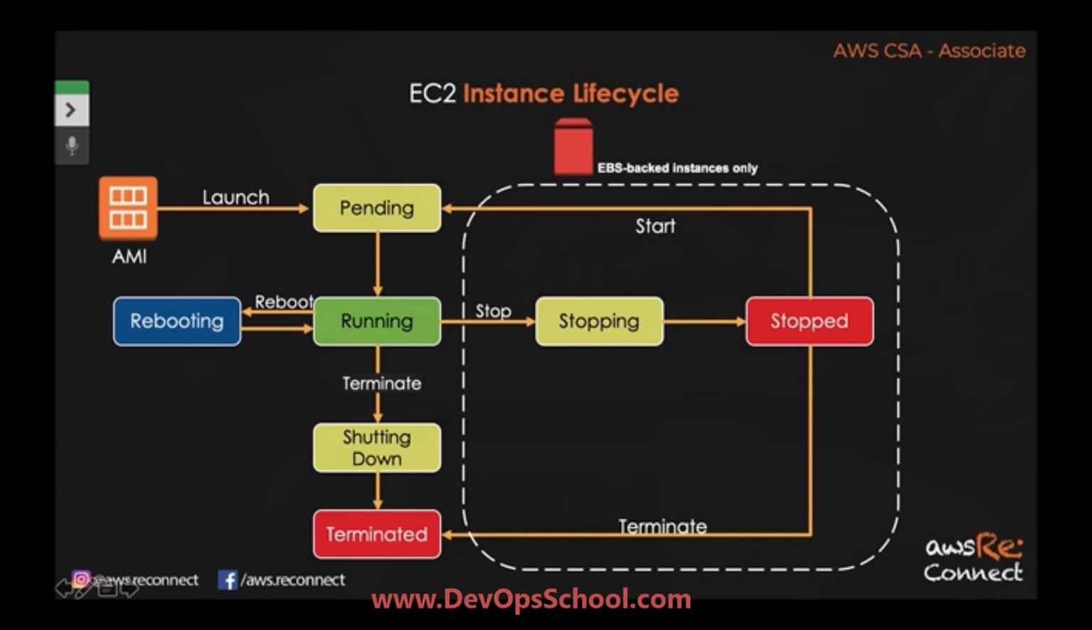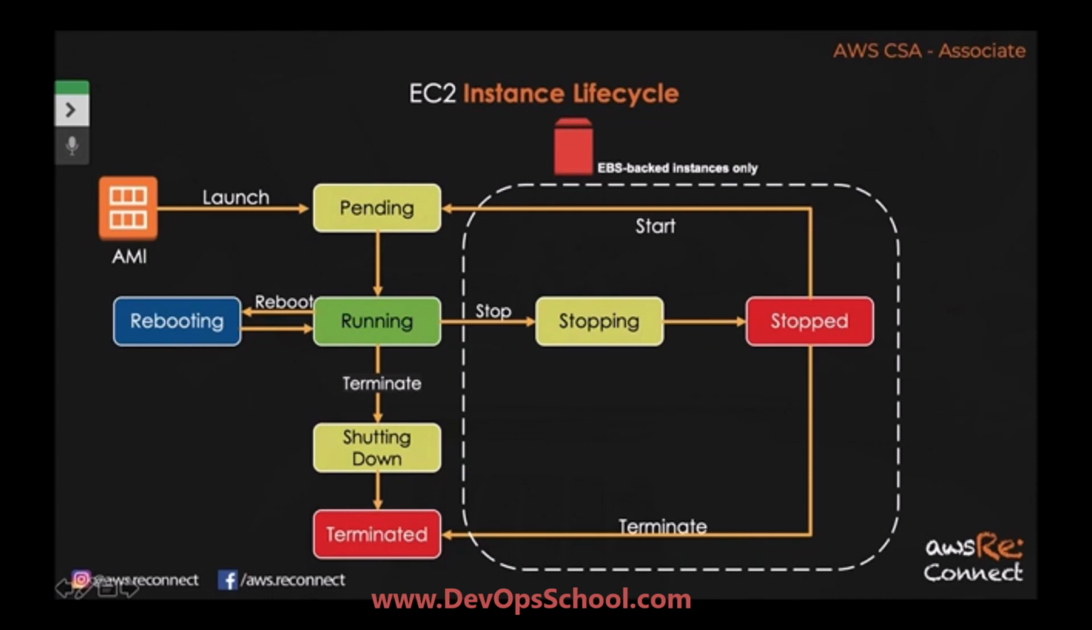So there are two types of storage available: EBS backed volume and instance backed storage. Is that clear? Yeah. Okay, but EFS, Elastic File System, is separate. That is a file system, a network file system. That is completely different.